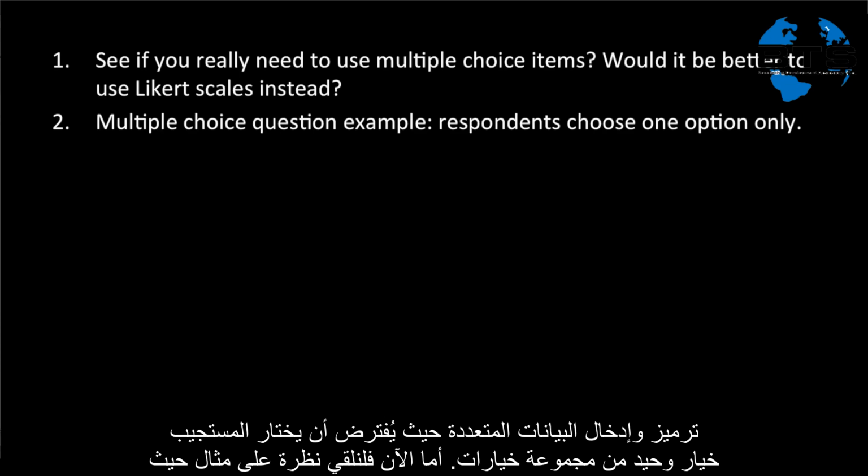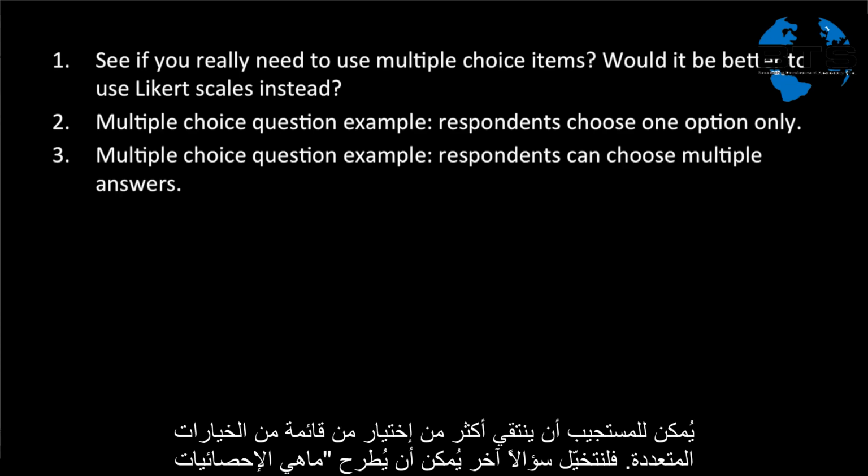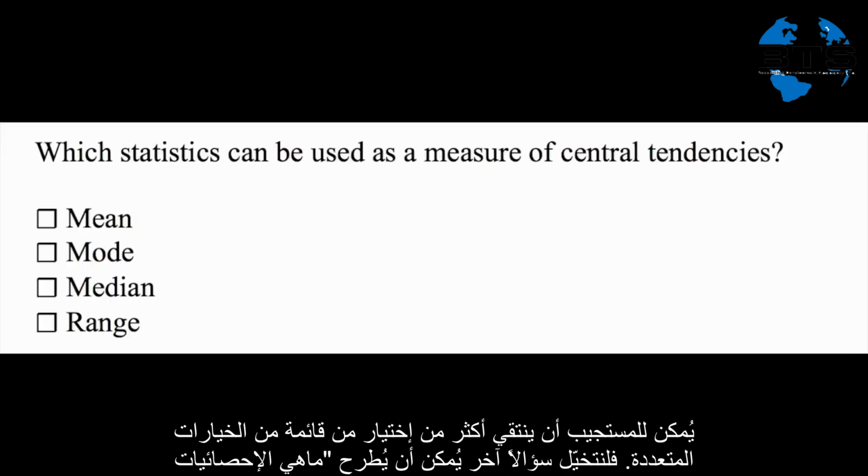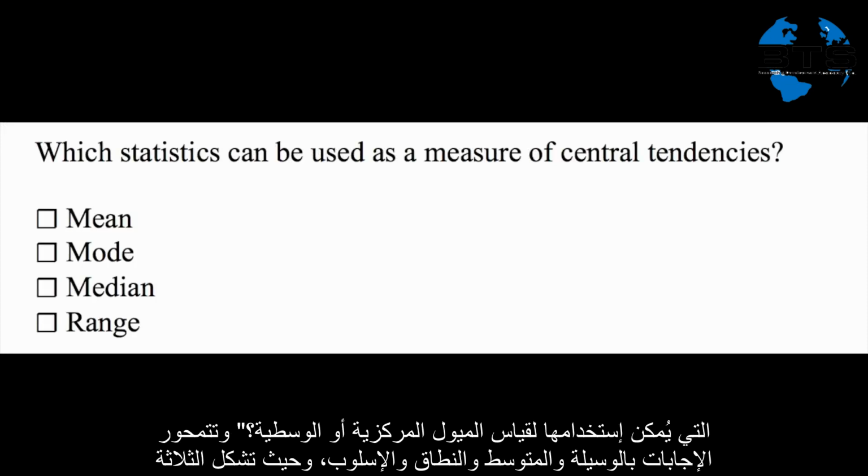Now let's take a look at an example where the respondents can choose more than one option from a list of multiple choices. Let's imagine another test question which asks which statistics can be used to measure central tendencies.